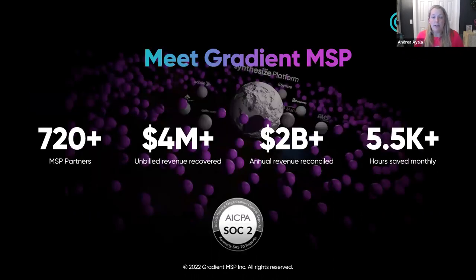Like I mentioned previously, Gradient was established in 2020. In a little over now 2 years, we have surpassed 720 MSP partners on our platform. Over $4 million in unbilled revenue actually recovered by those using our platform. $2 billion in annual revenue reconciled on our Synthesize platform, and 5,500 hours saved monthly on the really annoying task of billing reconciliation. But what do all these stats on this slide mean? It shows that Gradient is proven to help MSPs run a smoother, more successful services business by connecting all the solutions that they resell and use straight into their PSA of choice.